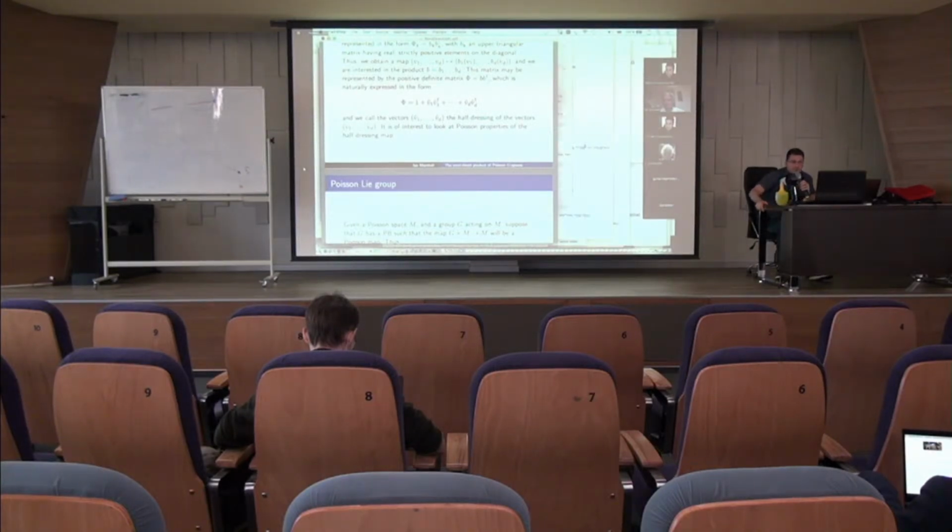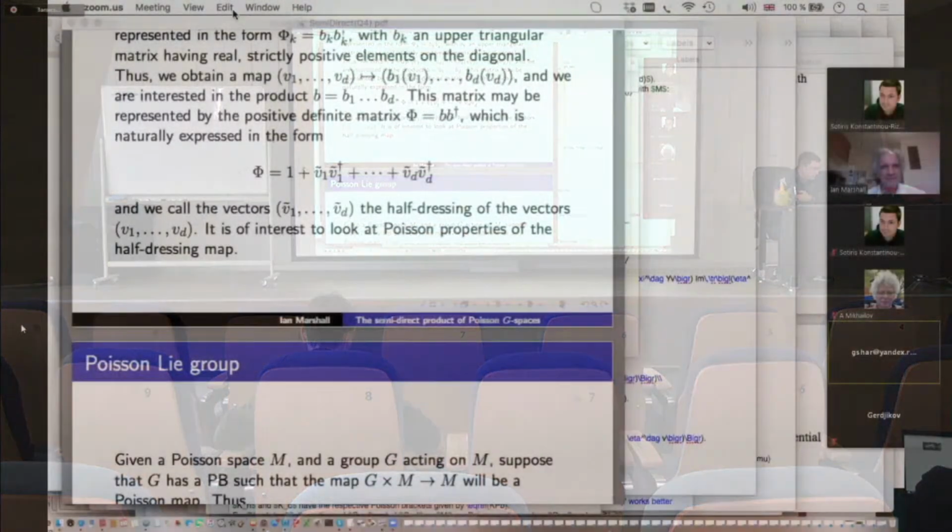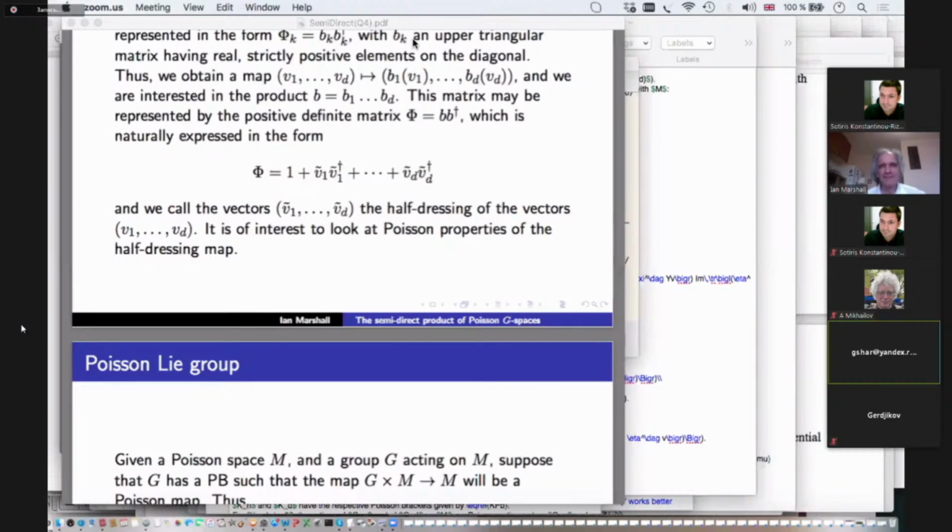I'm sorry, I'd just like to ask a simple question. You described the Poisson Lie structure which emerges from these projections on the compact and upper triangular part of the Lie algebra, right?